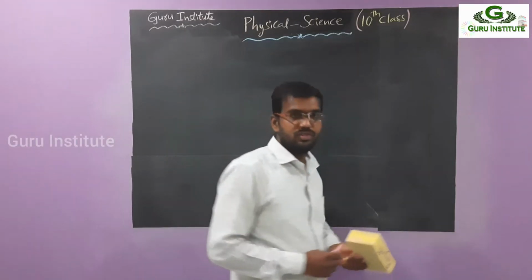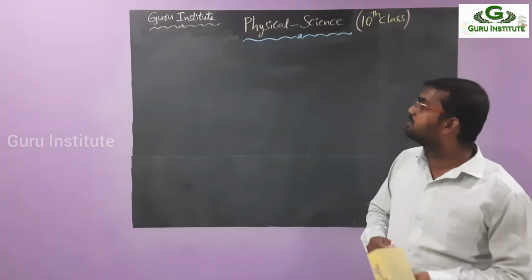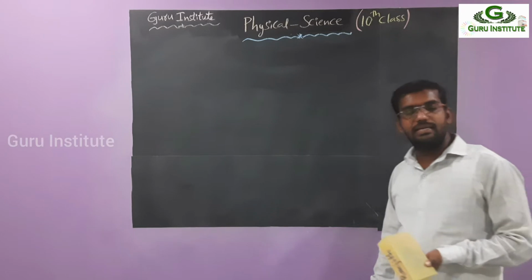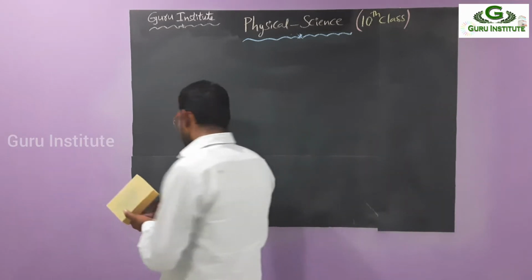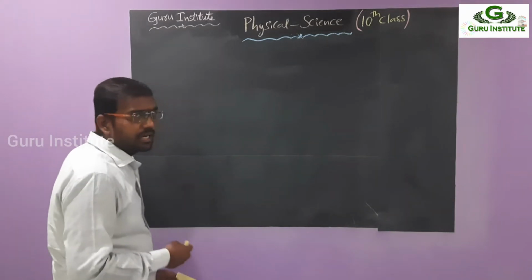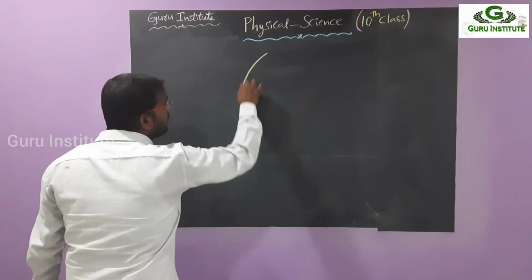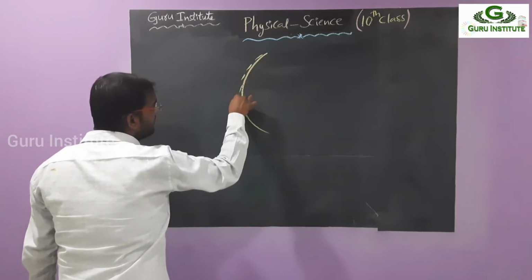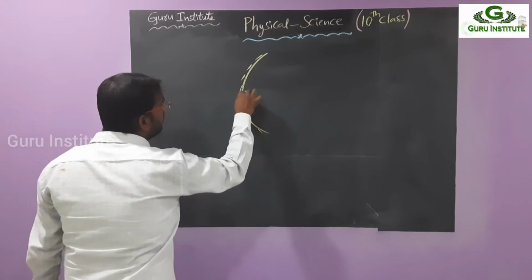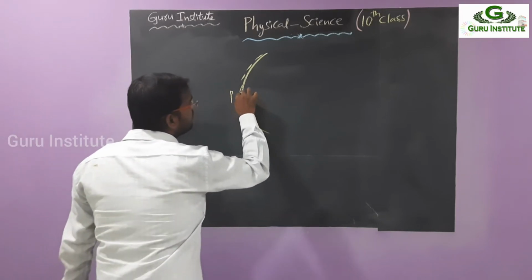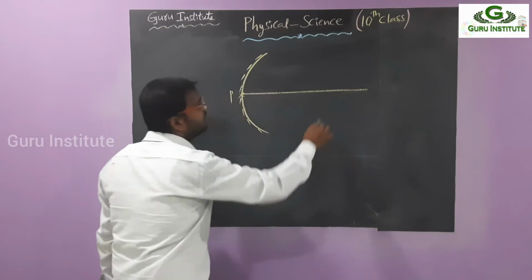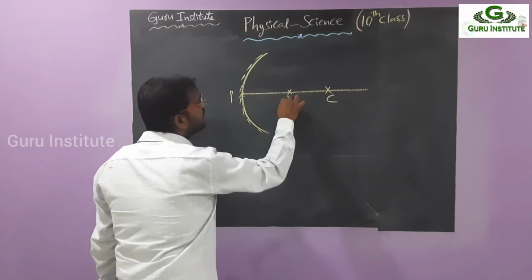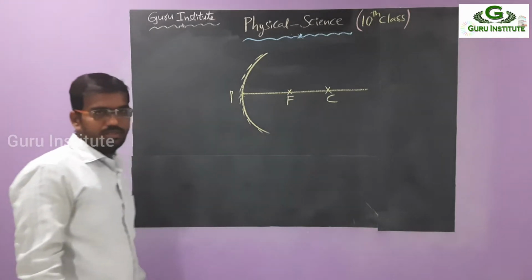Sign convention rules for the convex mirror and concave mirror whenever we have to draw the light diagrams. Starting, we have to draw the basic diagram of a concave mirror. So what is that? First the surface, then shading, then the pole, then the principal axis, then we have to choose the center of curvature. At the exact midpoint, we have to take the focus.